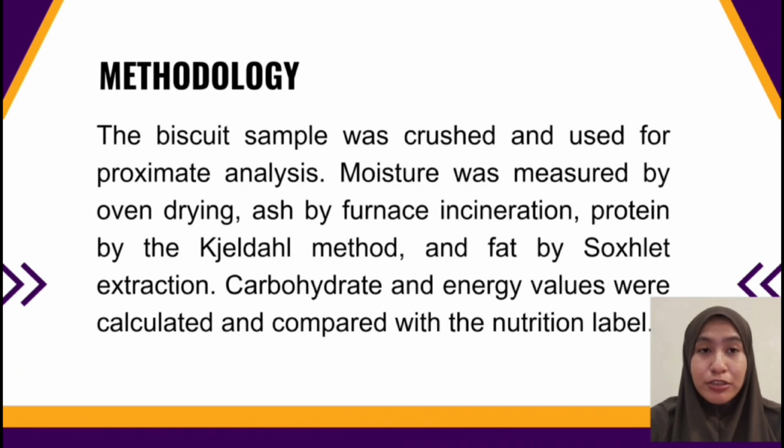So, for the methodology, first we crush the biscuit sample into small pieces for the proximate analysis. Then, we measure the moisture using the oven dry method. For the ash content, we use a furnace to burn the sample. Next, the protein was tested using the Kjeldahl method. And the fat was extracted using the Soxhlet extraction method. After that, we calculate the carbohydrate and energy value. Lastly, we compare all the results with the information on the biscuit nutrition label to see if they match.